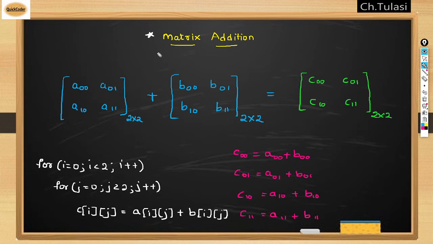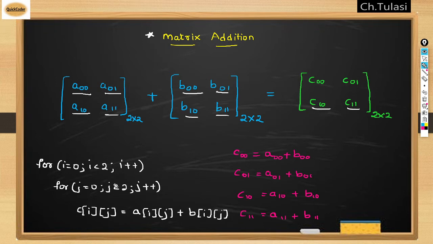Start with matrix addition. Matrix addition is very easy. Suppose these are two matrices of 2 by 2 size, then the resultant matrix will be C. So here C00 indicates A00 plus B00, and again C01 indicates A01 plus B01, and again C10 indicates A10 plus B10, and again C11 indicates A11 plus B11.